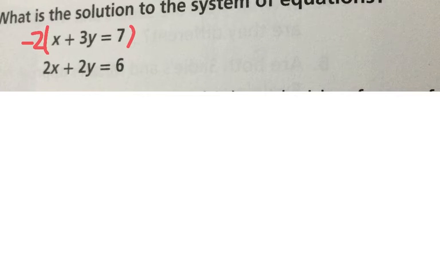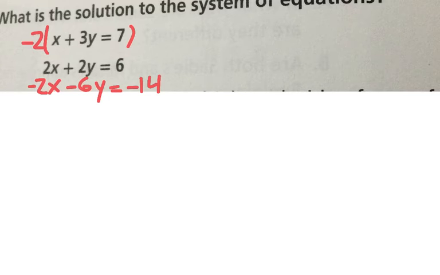So what is negative 2 times x? Negative 2x. Now those are going to eliminate. That's what I want to happen. What's negative 2 times 3y? Negative 6y. Negative 2 times 7? Negative 14. You have to multiply the entire equation through by that number.